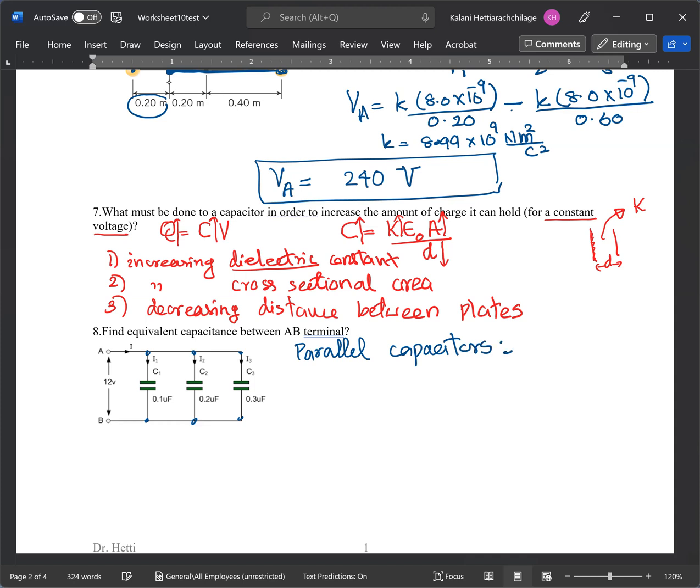After you identify they are parallel, you're going to use the parallel capacitor formula. If they are parallel, your equivalent capacitance is equal to the sum of all the parallel capacitors. So now this is simple. What I have is 0.1 plus 0.2 plus 0.3 microfarads. That means I have 0.6 microfarad as my final answer.